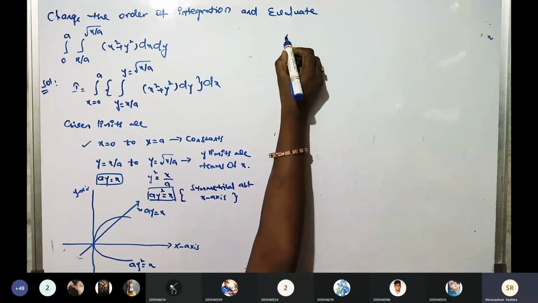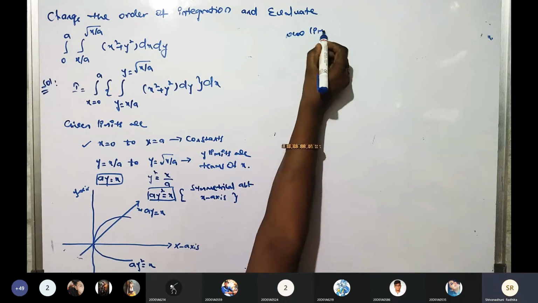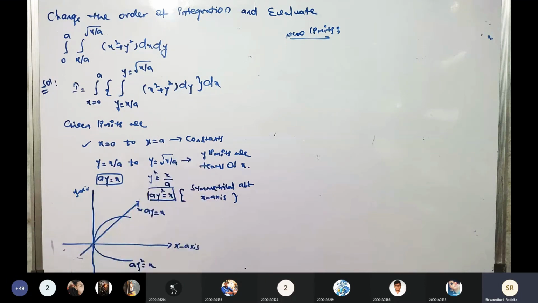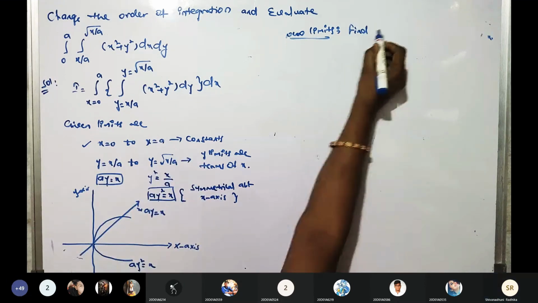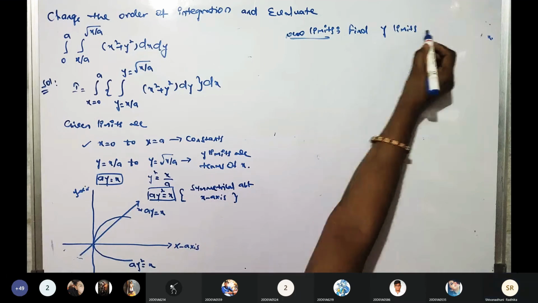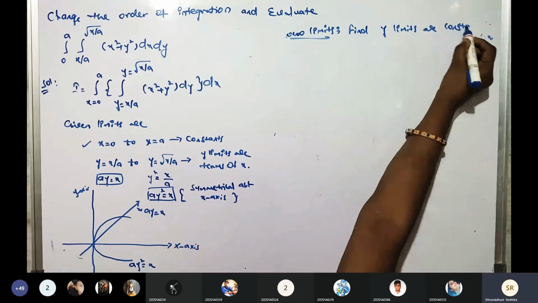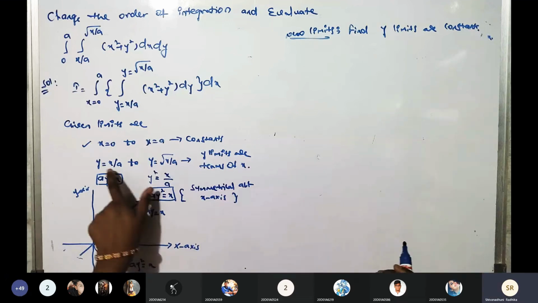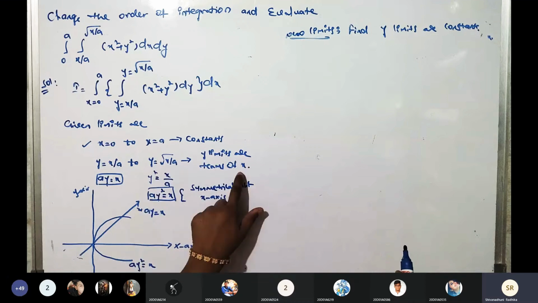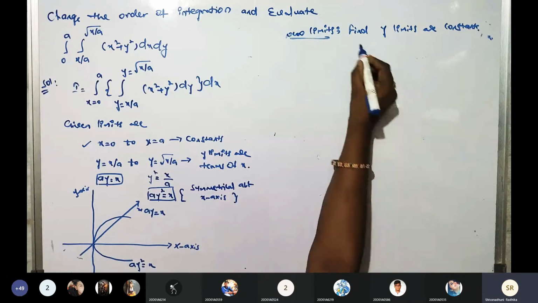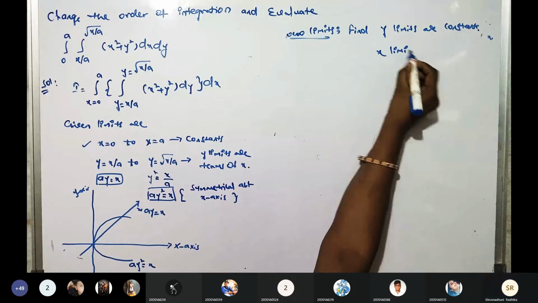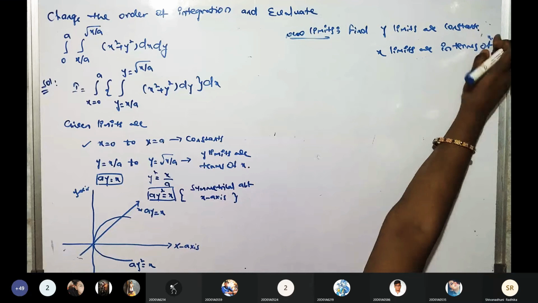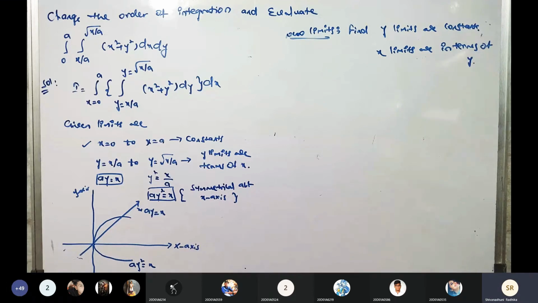We are going to find the new limits. Now what about the new limits? Here the x limits are constants, so find the y limits, which are constants. Next, here the y limits are in terms of x, so we have to write the opposite. Now find the x limits, which are in terms of y.